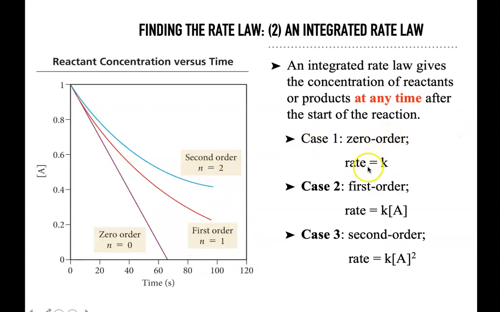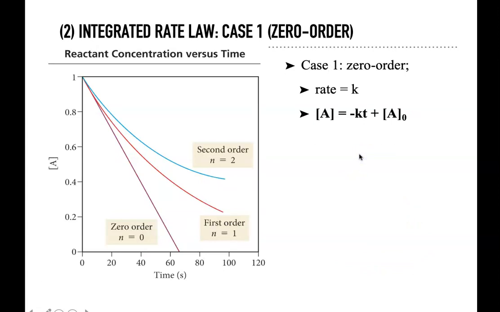Zero order rate is represented as just a constant k. The rate is independent of the concentration of A. First order rate is the rate constant times A to the first power, and second order rate is k times A squared. Let's look at each case individually, case 1, case 2, case 3. I put first order in bold because we see it more frequently than zero order reaction. Let's see zero order reaction first.